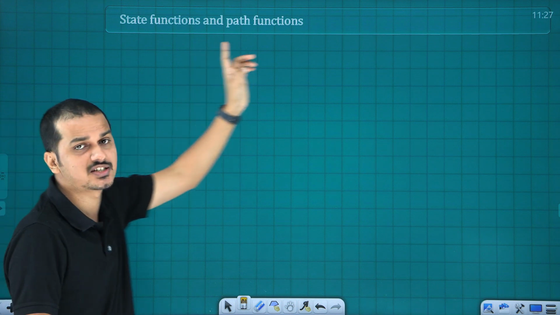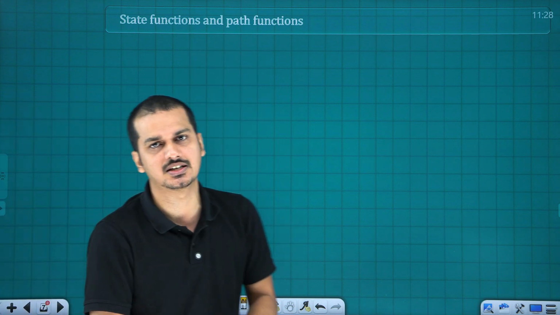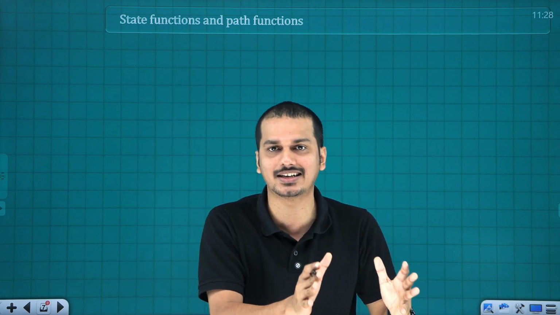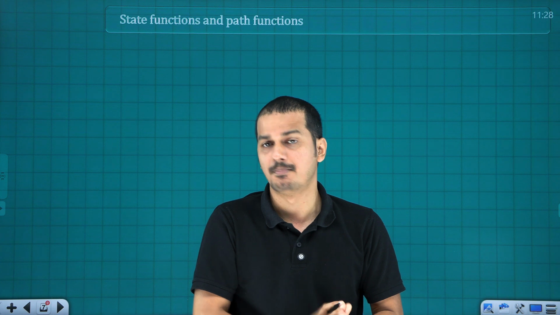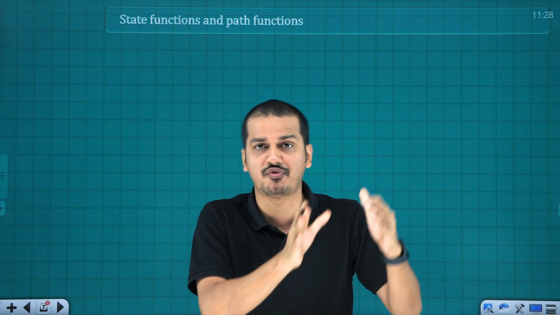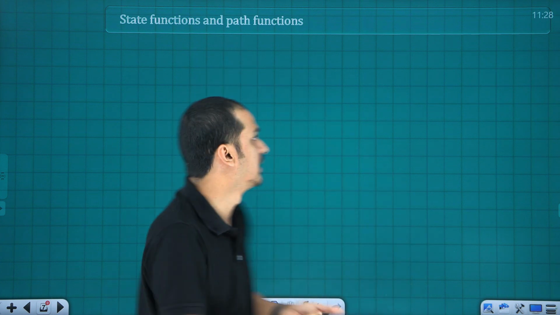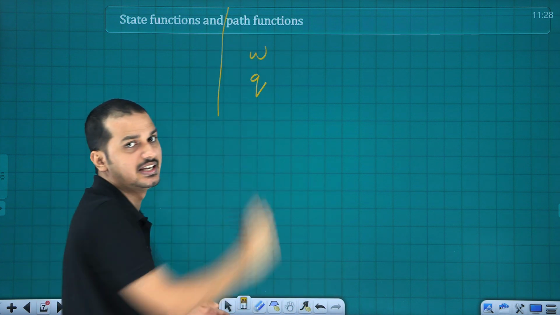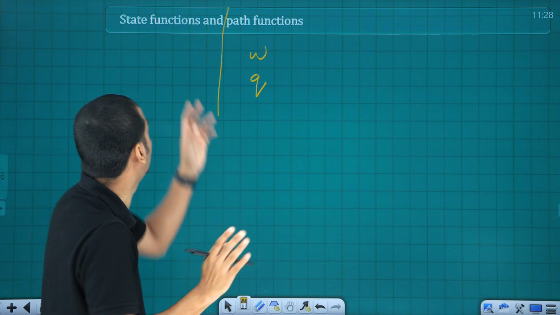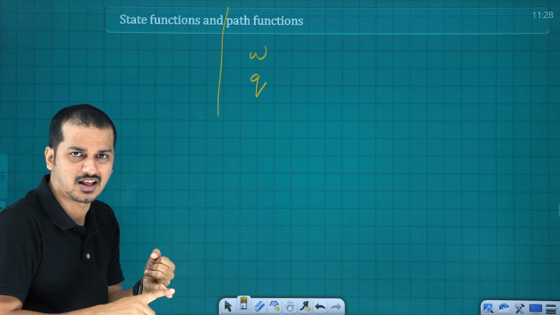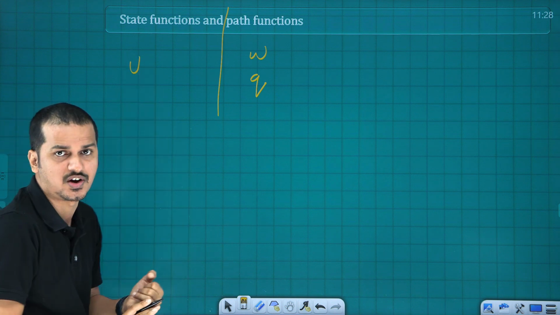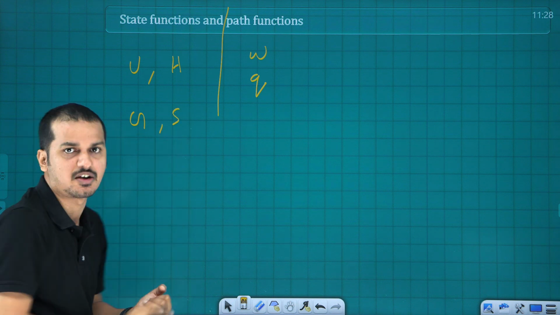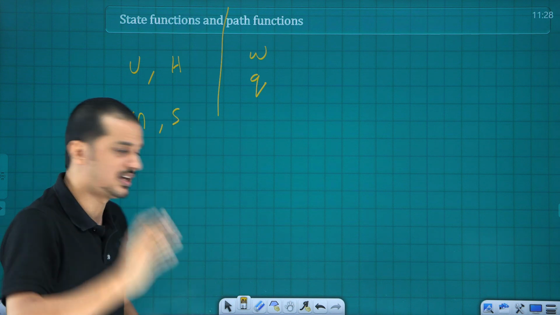Next again, state function and path function. State functions are the functions which depend only on the initial state as well as the final state. But path functions depend on the initial state, the final state, as well as the path followed. Mainly two path functions you have to remember: the first one is work, the second one is heat. Other than that, they belong to state functions. In thermodynamics, internal energy is a state function, enthalpy is a state function, Gibbs free energy is a state function, entropy is a state function. Keep that idea in mind.